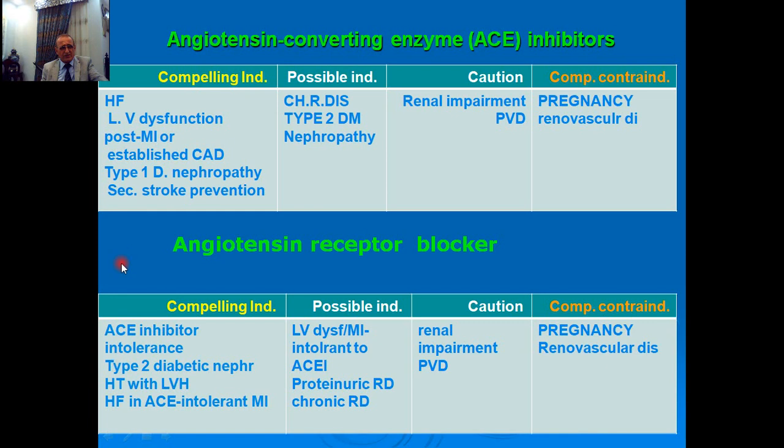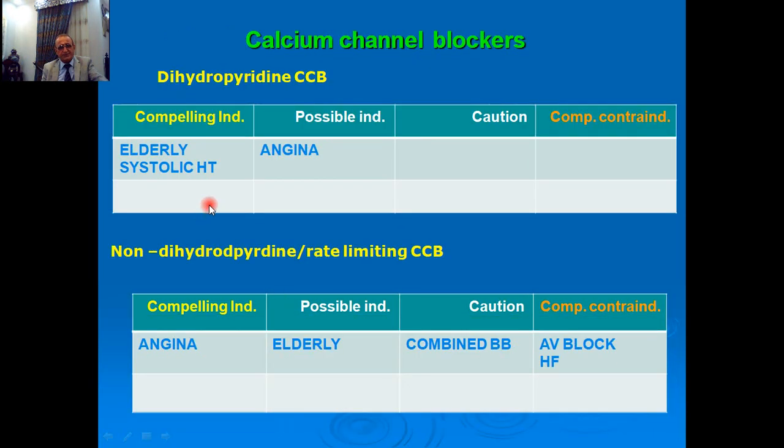Receptor blocker, almost the same. There's a strange difference. This is type 1 diabetic nephropathy, and this is type 2 diabetic nephropathy. Almost the same. Pregnancy contraindication.